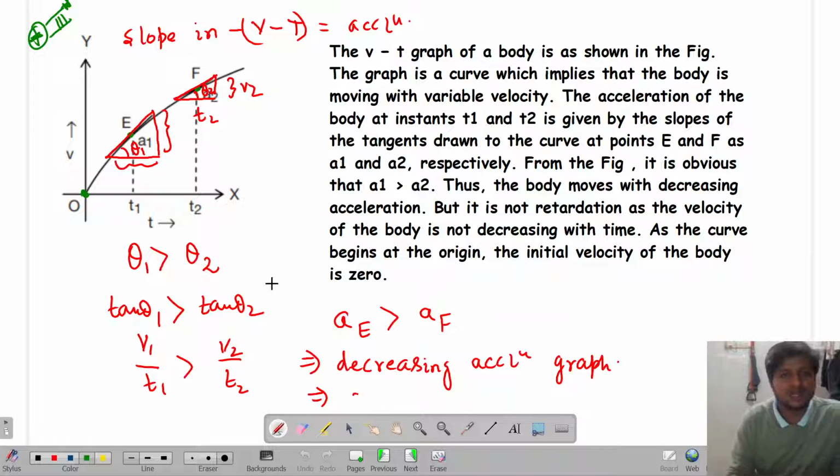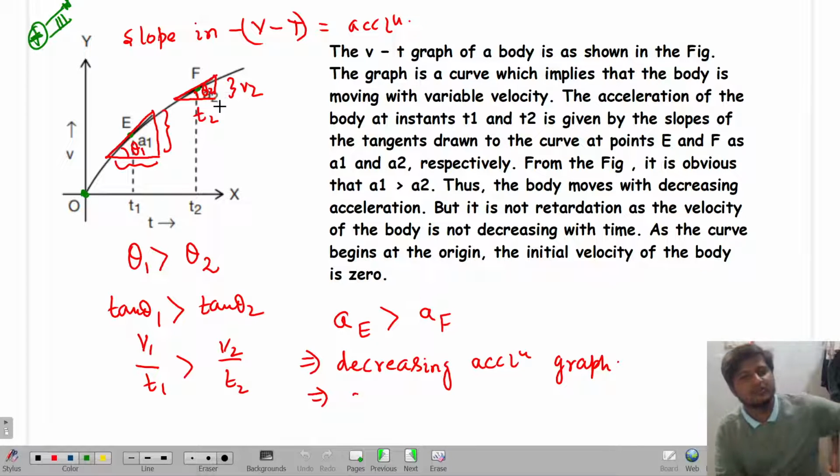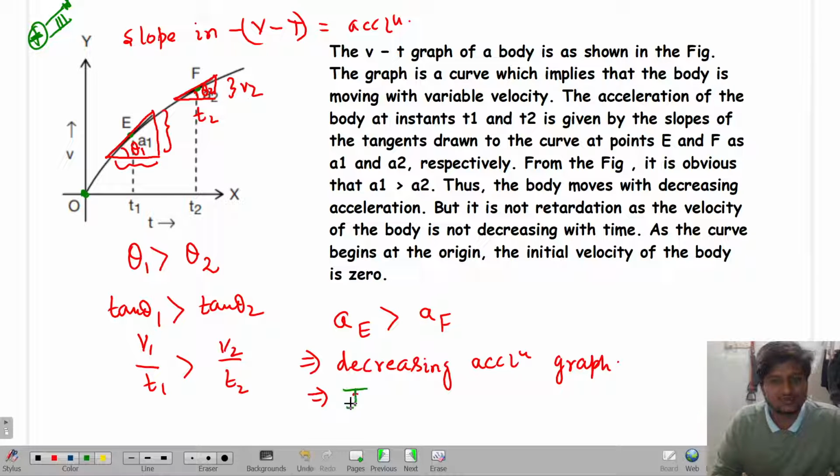And here we can't say that it is retardation. This is not a case of retardation, because in retardation, the final velocity decreases with respect to the initial velocity. So it is a case of increasing velocity but decreasing acceleration. So the most important thing happening here is an increase in the velocity. And the most important example is a roller coaster coming down.